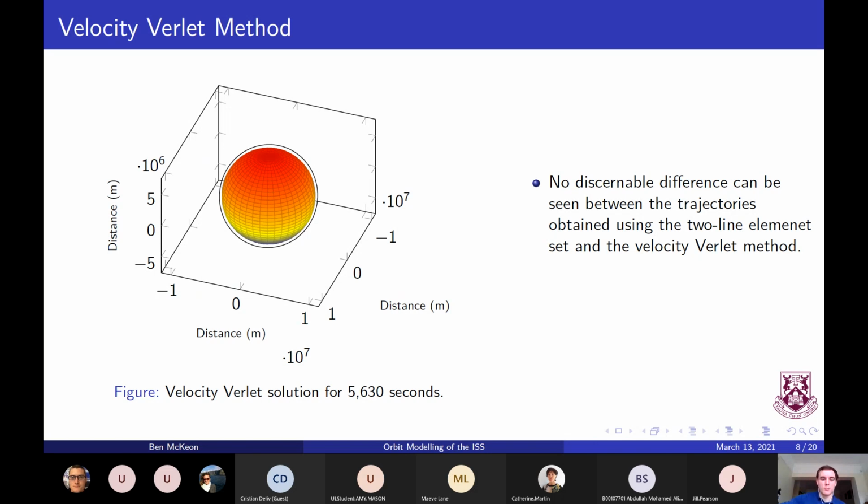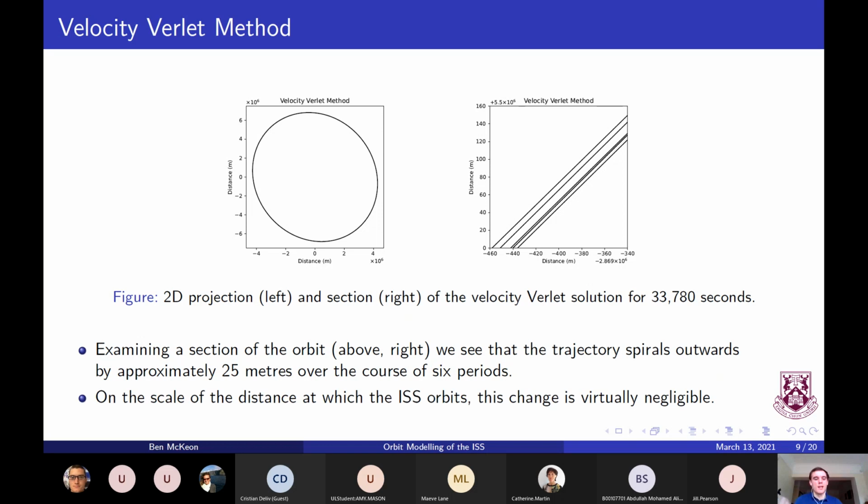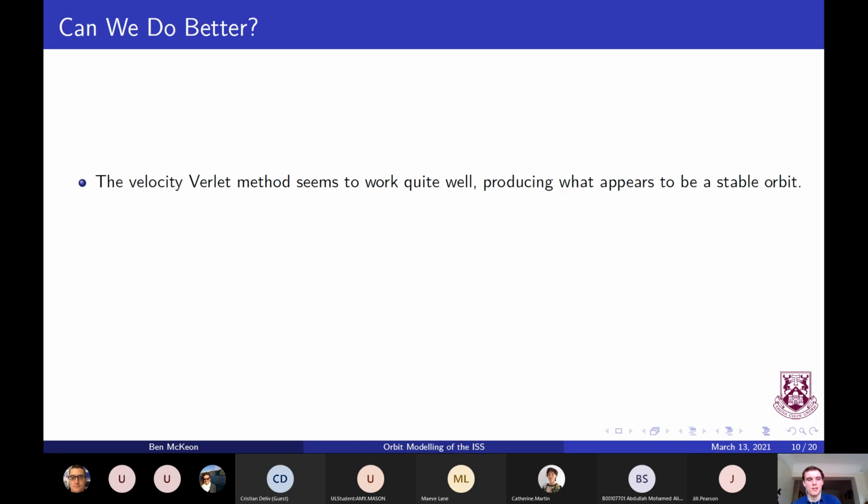So we're thinking, okay, this looks pretty good. But if we look at it in 2D, we see that once the Earth is kind of taken out of the way and we look at it top down and we zoom in, we see that it tends to spiral outwards by about 25 meters over the course of 6 orbits. But on the scale of the distance at which the ISS orbits, this is virtually negligible.